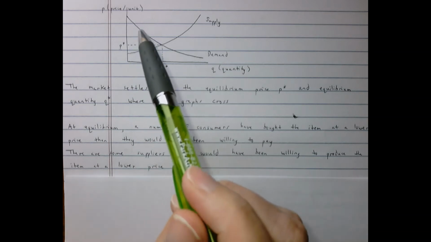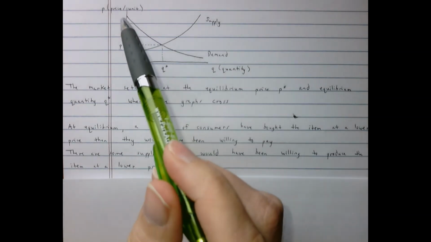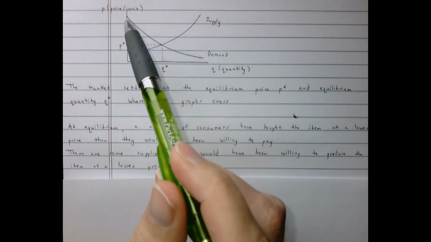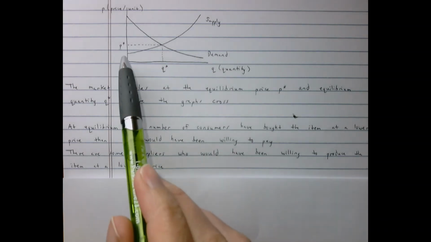What we notice is at equilibrium, a number of consumers have bought the item at a lower price than they would have been willing to pay. In fact, some consumers would have been willing to pay whatever this price is all the way up here. Similarly, there are some suppliers who would have been willing to produce the item at a lower price. In fact, some of the suppliers would have produced the item for this price, whatever this is right here.